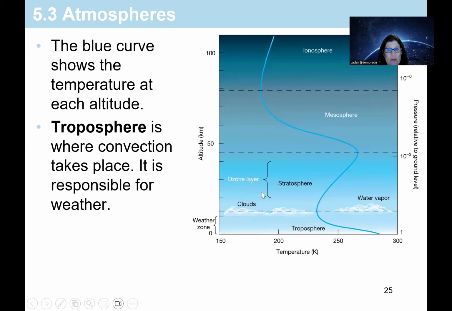We'll see this atmosphere cross section when we talk about each of the planets, but the blue curve shows the temperature at each altitude. The troposphere is where convection takes place, down here. It's also responsible for the weather. Planes only fly up in here. So here's the stratosphere, and then the mesosphere and ionosphere.